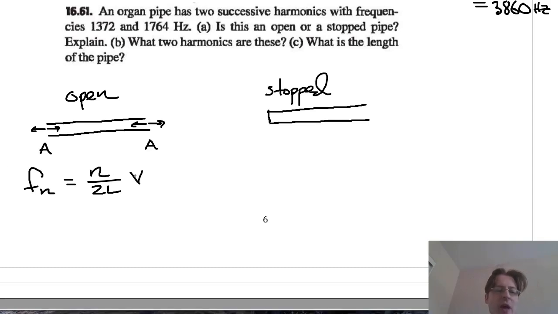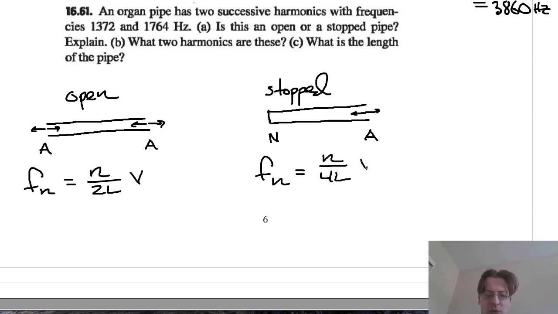In this case, this is not waves on a string where you plug in the tension to find the speed. You plug in the speed of sound in air. If it's a stopped pipe, we saw that changes the patterns. A stopped pipe has to have a node at this end. The air doesn't really move there. It's trapped against the wall, but you've got an antinode at this side. And so we saw the pattern that's produced for the harmonics. In this case, it's n over 4L times V. And notice carefully that in this case, n is odd integers. In the open pipe case, all integers are allowed.